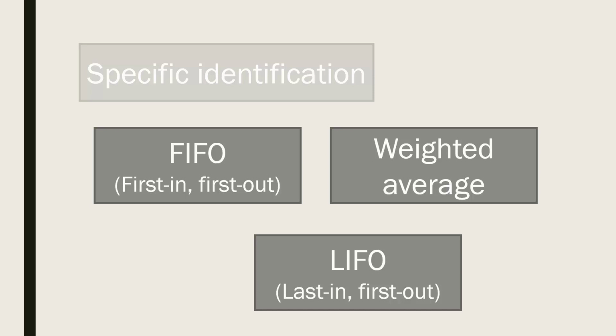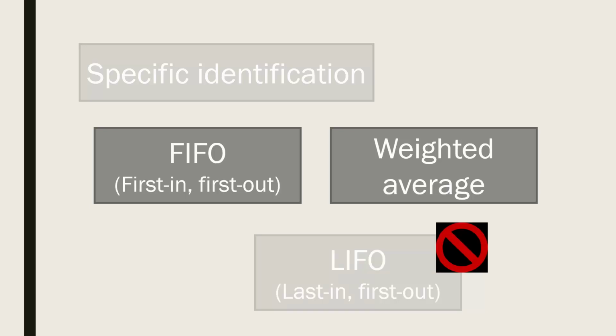So we usually need to use one of the other cost formulas, which requires us to make an assumption about how costs flow through our inventories: FIFO, weighted average, and LIFO. The international accounting standards prohibit LIFO, although it is permitted in the US.